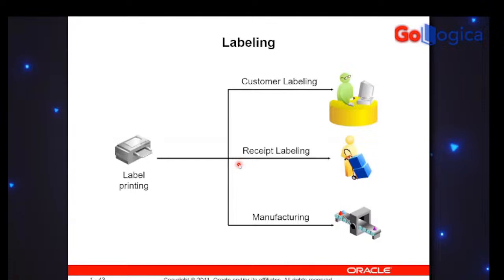Next comes the label printing. This is a value-added service provided by Oracle in WMS. Here we have shown some types of labels like customer labeling, receipt labeling and manufacturing. I'll just go for one example. Suppose while receiving, you have a requirement that whenever you receive an item, a label should get printed that you will paste on your container or on the box. That can be set up using your label printing.